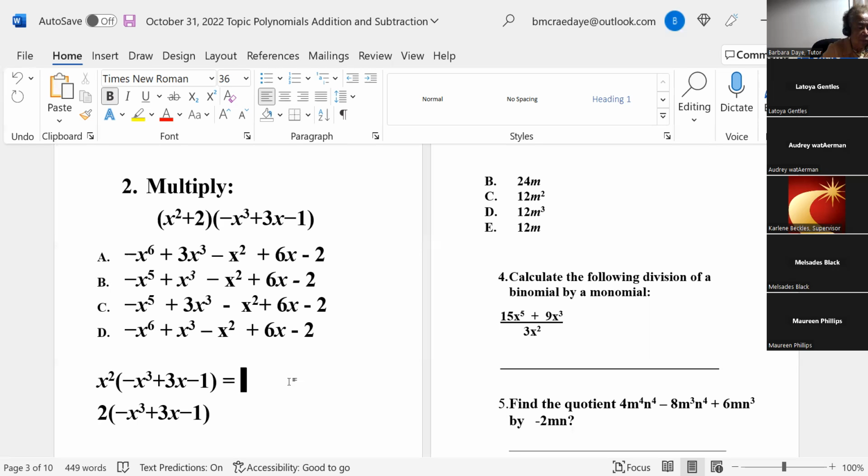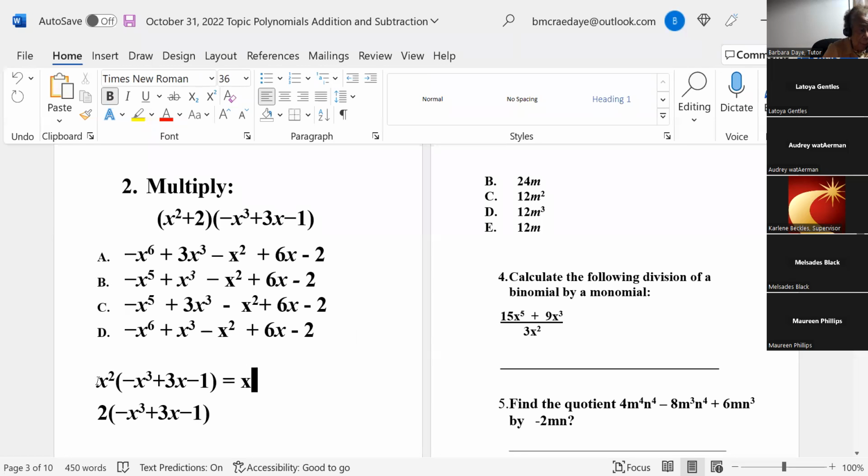No. You said add it? Add. Wait just a minute. x to the second times a minus x to the third. Audrey, what is that equal to? A -6. No, no. The base is x, so this will be x. What do you do to those exponents 2 and 3? 5. Yes, you add them.